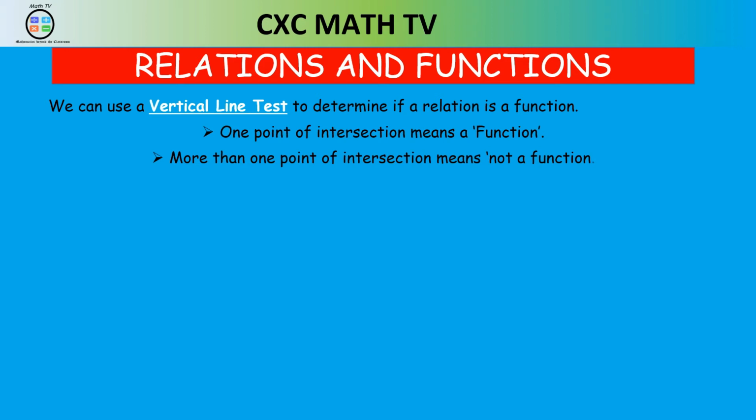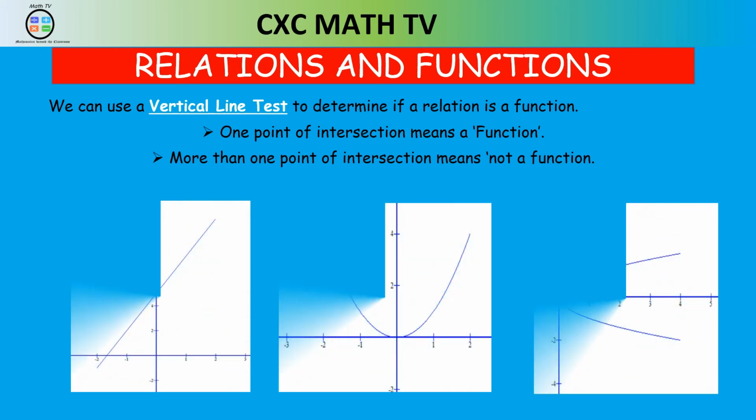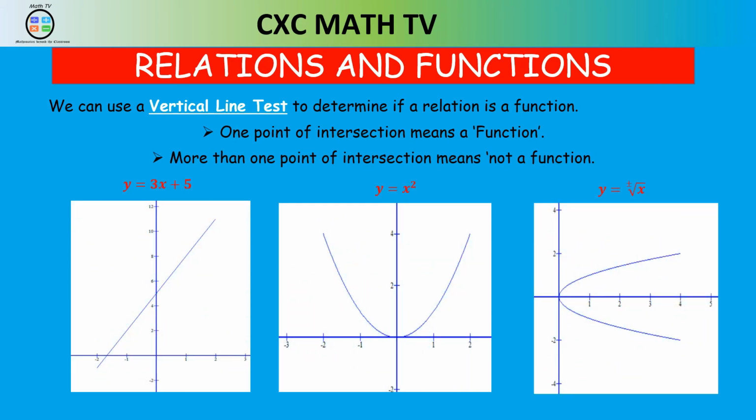For example, remember the first relation, y equals 3x plus 5? This is the graph displayed right here. If we were to use a vertical line on that graph, you notice that the vertical line only detects one point of intersection with the line y equals 3x plus 5. And so therefore it is a function. If you were to look at the curve y equals x squared, displayed by the picture again, and we use a vertical line, it only detects one point of intersection, and so therefore it is a function.